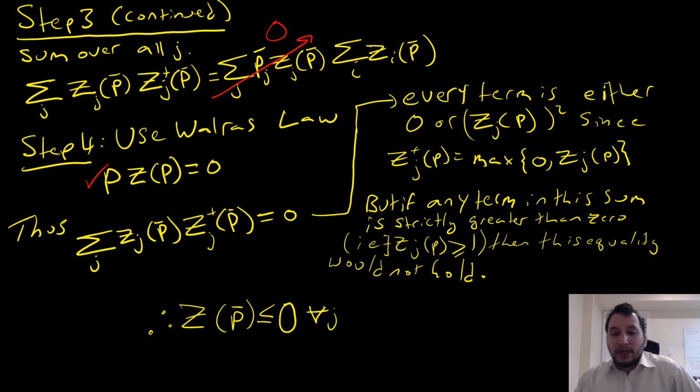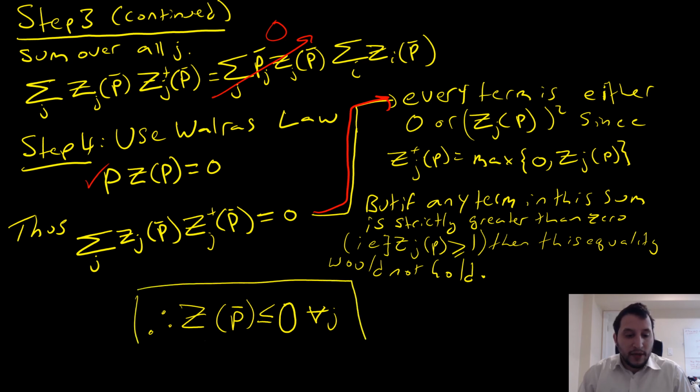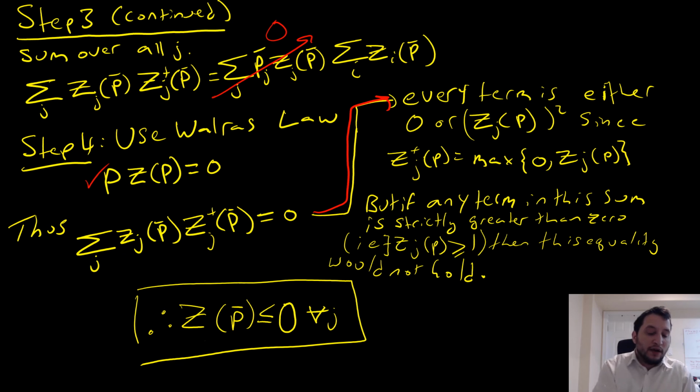One thing that we have to note about this relationship, as guided by this arrow right here, is that every term is either 0 or z_j of p squared. Since we're choosing the maximum between these two, any term in the sum is strictly greater than 0 or is 0 itself. But if it was strictly greater than 0, then the equality would not hold. Thus, we must conclude that z must be less than or equal to 0, but this time it really is supposed to hold with a strict equality right here. So we've already proved that.